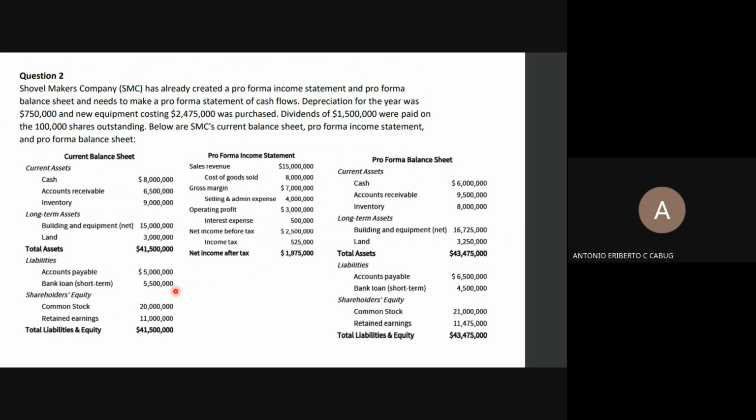Okay, how about from financing activities? So you have here your bank loans. It went down by 1M. So we have paid 1 million loans. Then stocks went up by 1 million. So we issued 1 million. And then these retained earnings, the equity holders receive dividends of 1.5 million.